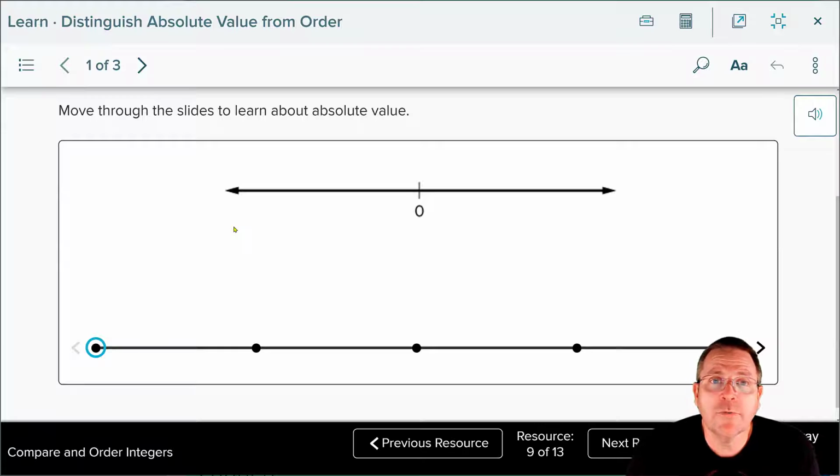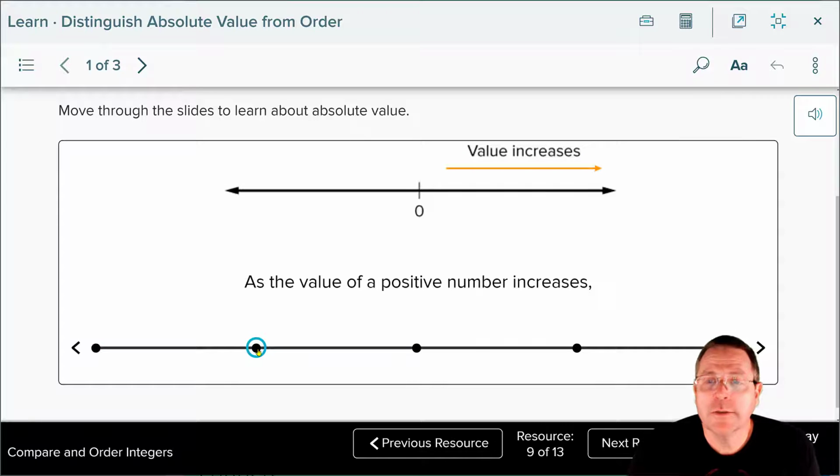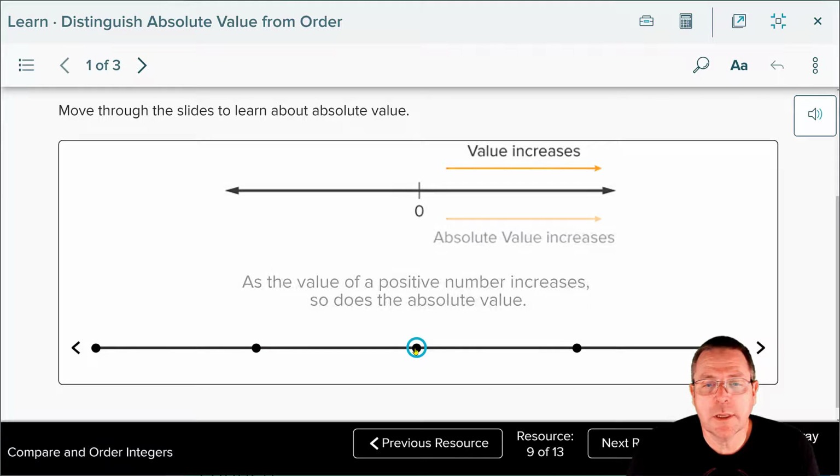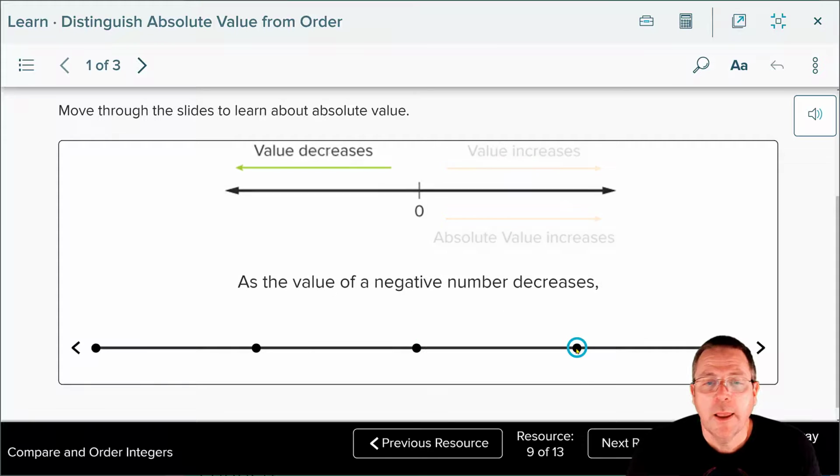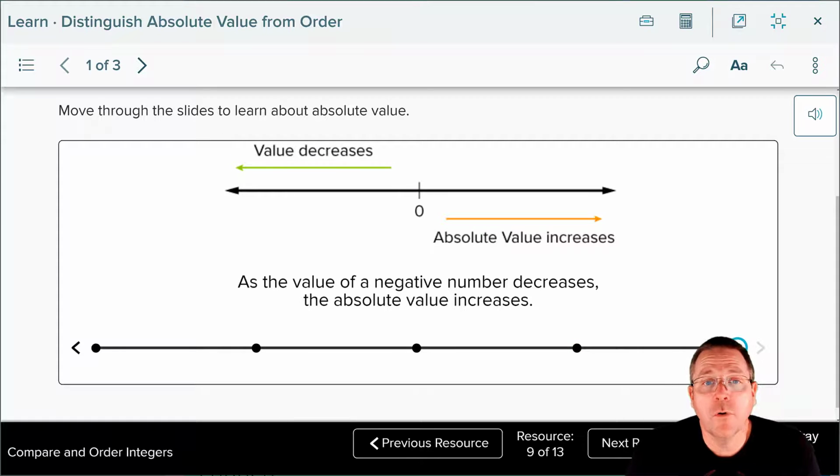Now remember, the answer to an absolute value problem is always what? It's always positive. So, next it shows that the value increases. As the value of a positive number increases, its absolute value is going to increase. Good. Next, they're going to say as the value of a negative number decreases, what's going to happen to its absolute value? Its absolute value is also going to increase, because all absolute value is a measurement of how far that number is from 0.